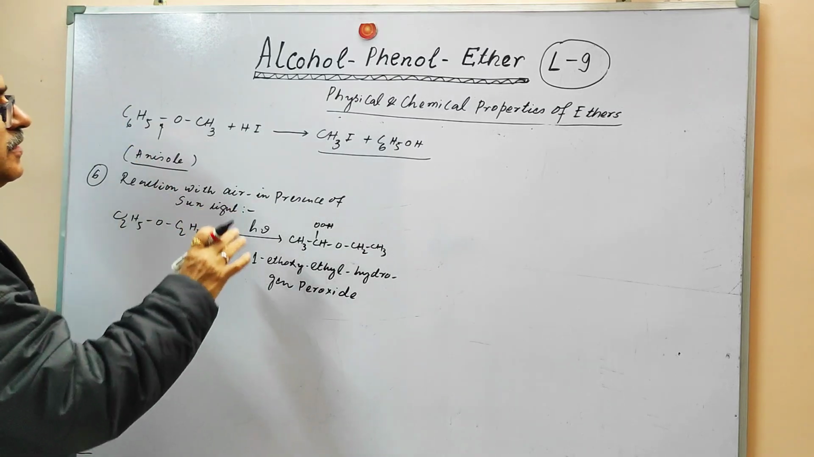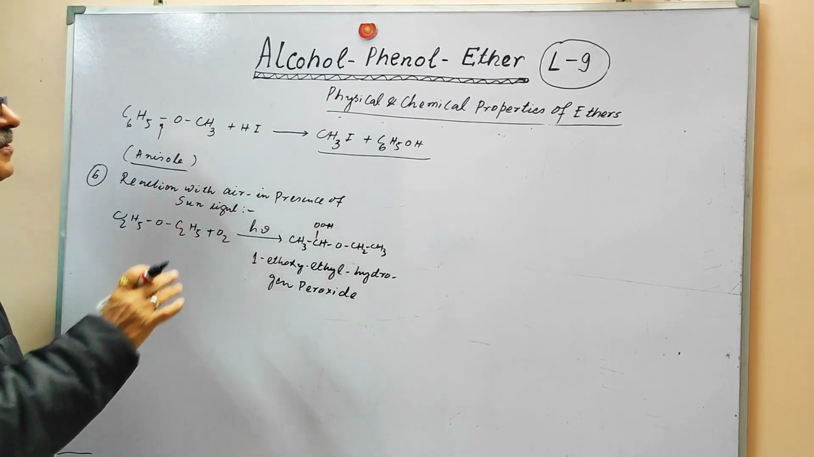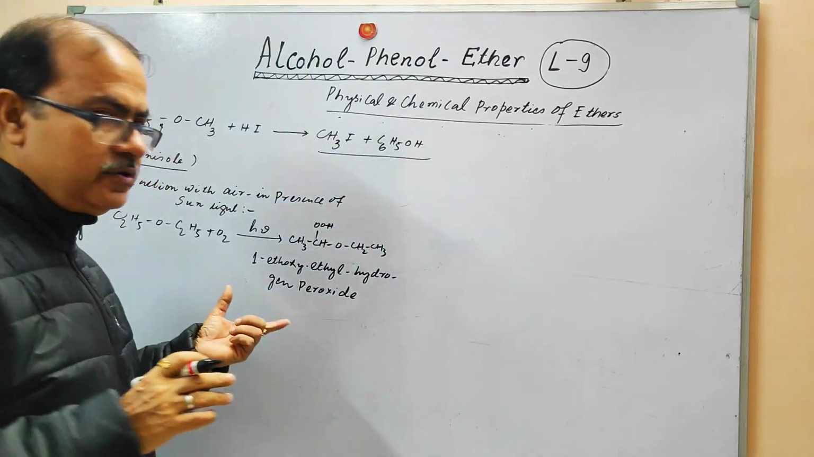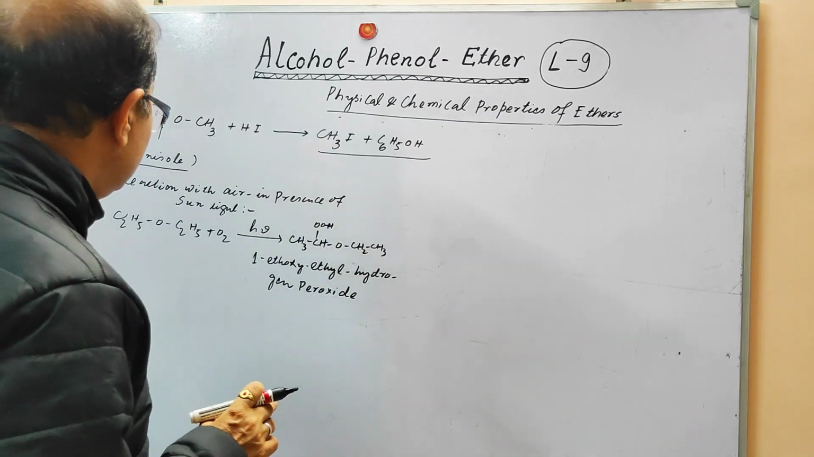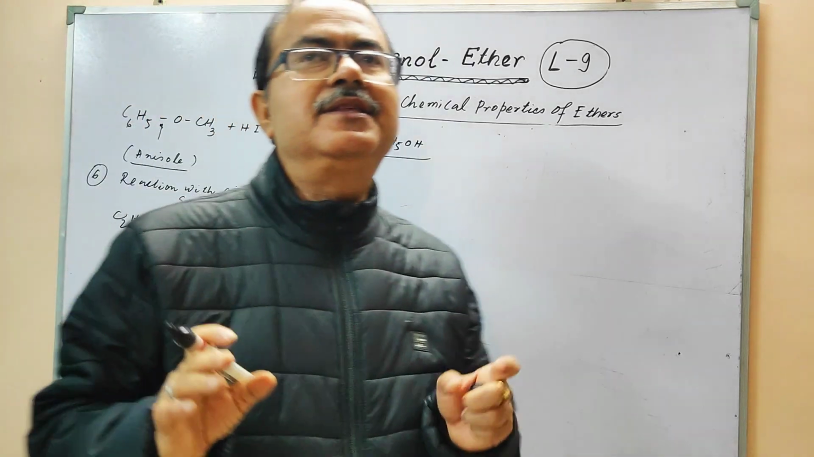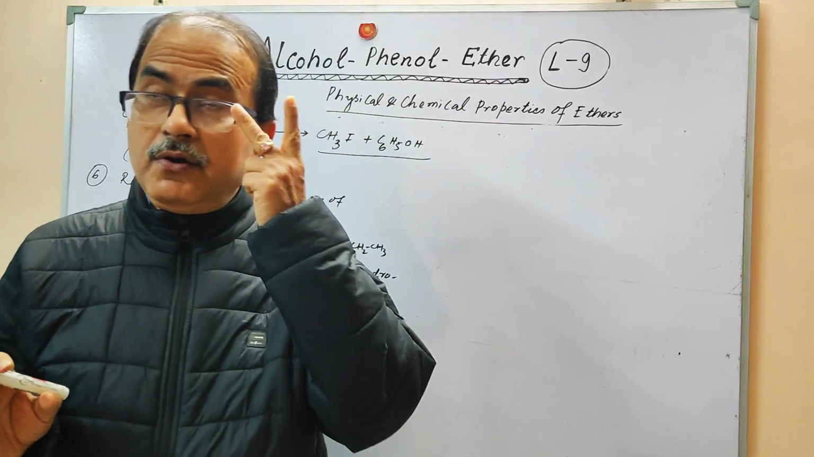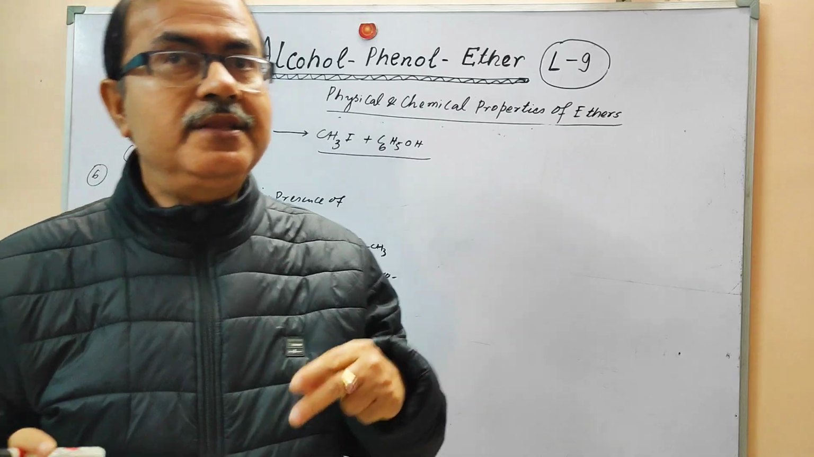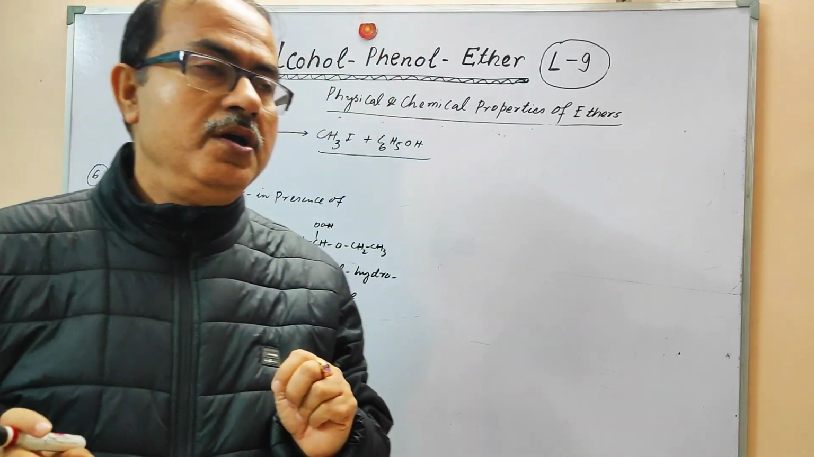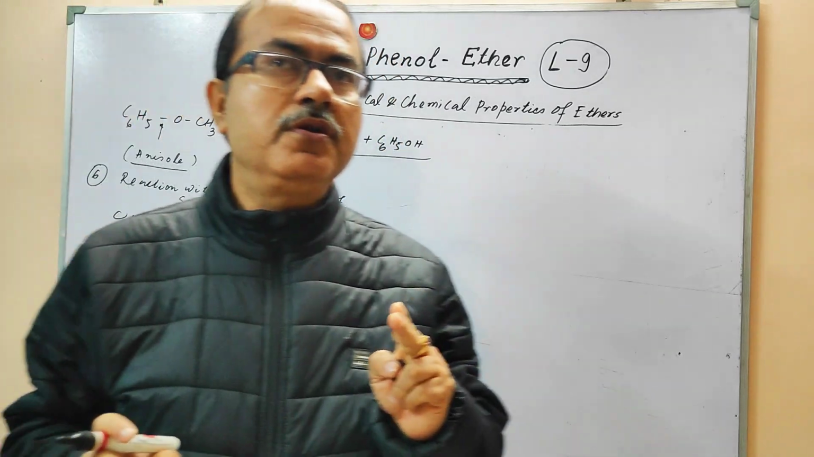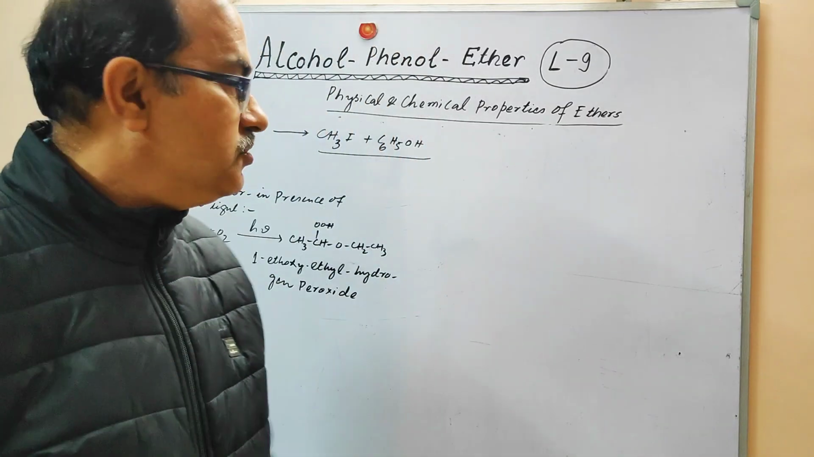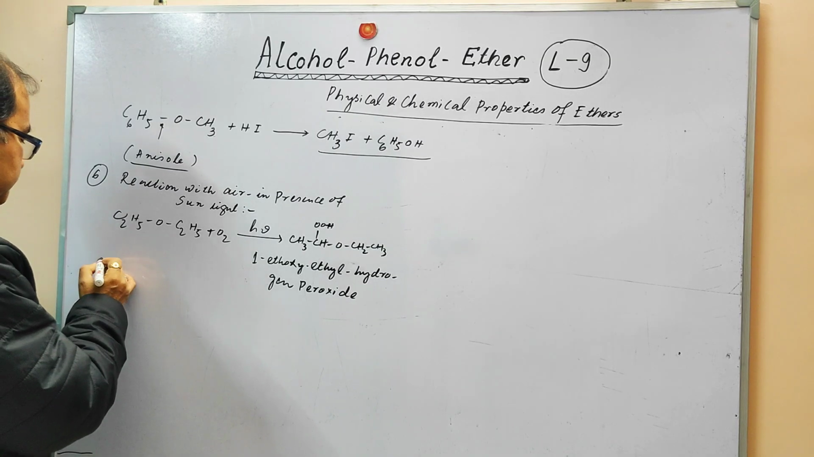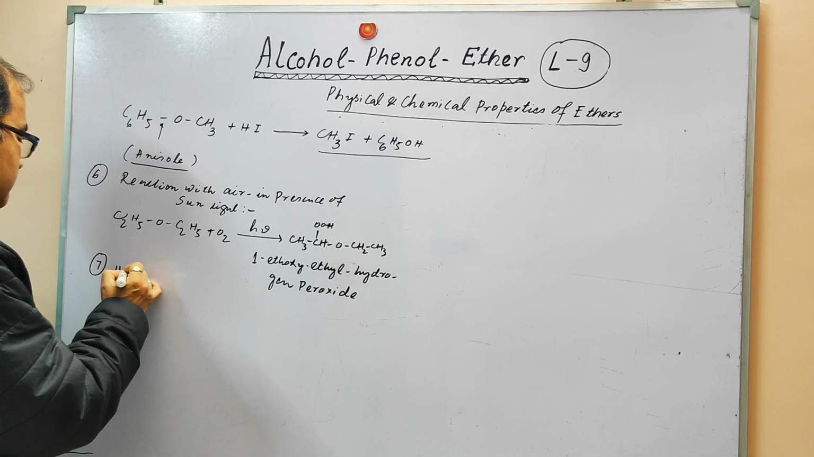When this product is heated further, it is going to explode, creating a very serious explosion. So during the storage of ether we have to take care of this point. If the ether is old, then we have to check whether there is a presence of peroxide or not. If there is a presence of peroxide, it can be the source of a very severe explosion. So this reaction is very important.